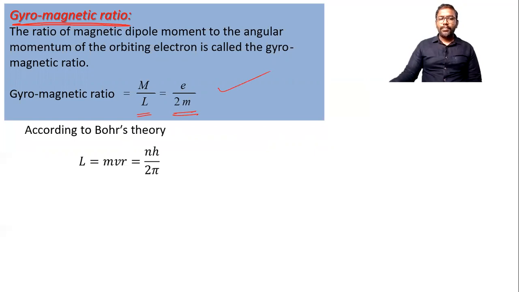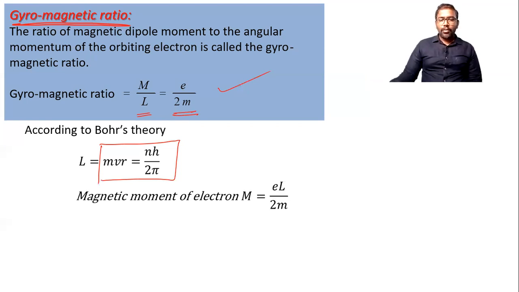By Bohr's theory, the angular momentum is given by mrv, and it is equal to nh upon 2 pi. You already learned this formula in the 10th standard as well as the 11th standard. So this is the angular momentum by Bohr's theory.